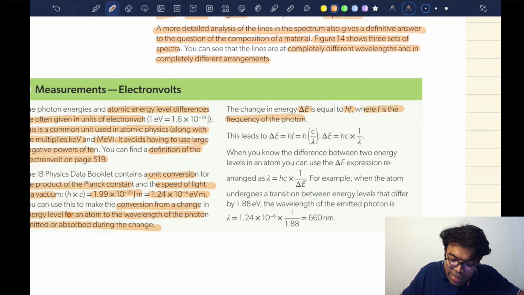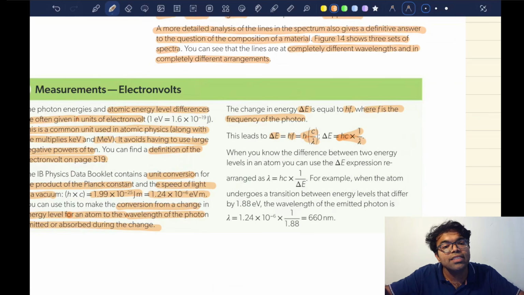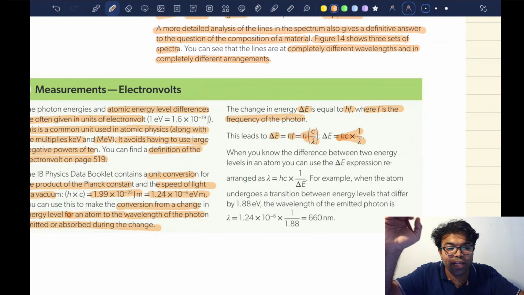Next. The change in energy, delta E, is equal to hf, where f is the frequency of the photon. This leads to delta E is equal to hf is equal to hc upon lambda. Therefore, delta E is equal to hc upon lambda. Understood? Basically, the energy of the photon that was absorbed will be equal to hc upon lambda. This would indirectly give you how much energy was needed for the electron to go from one energy level to the next.